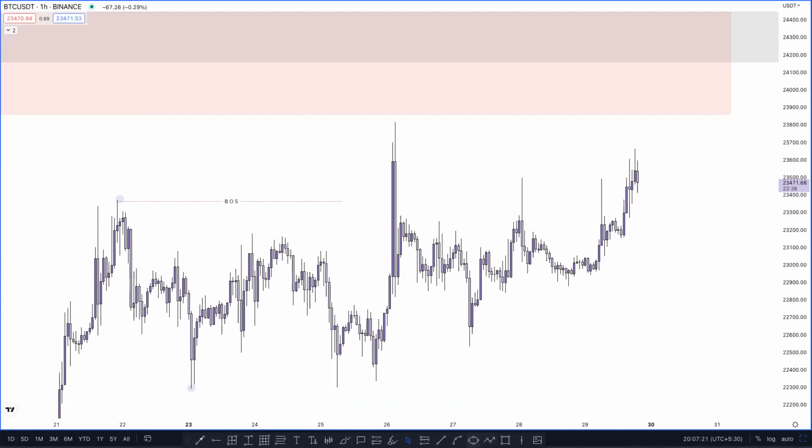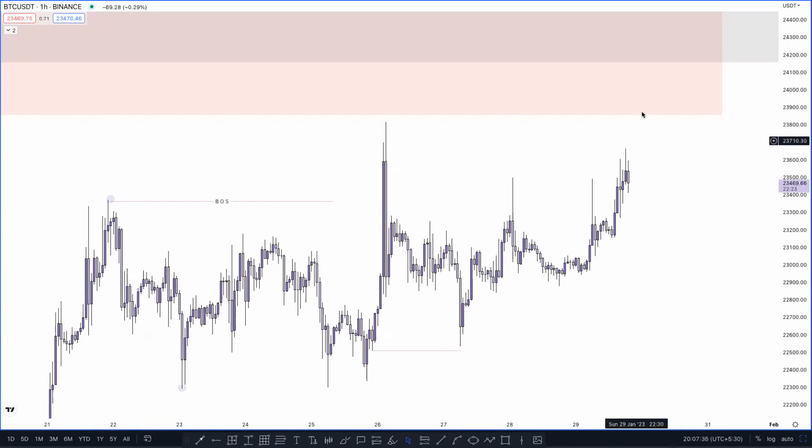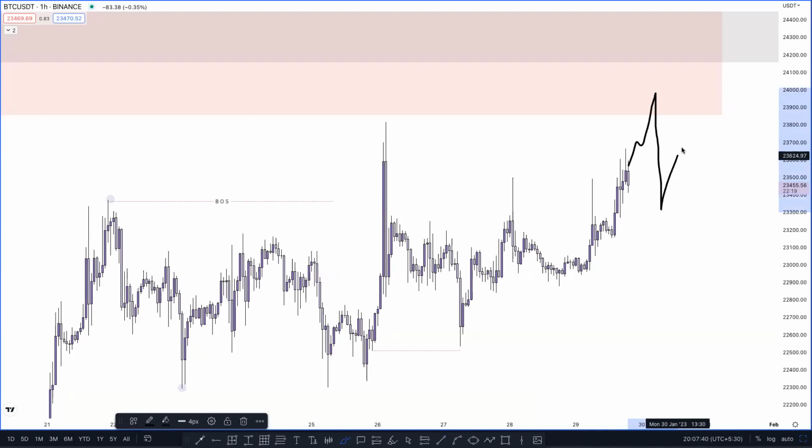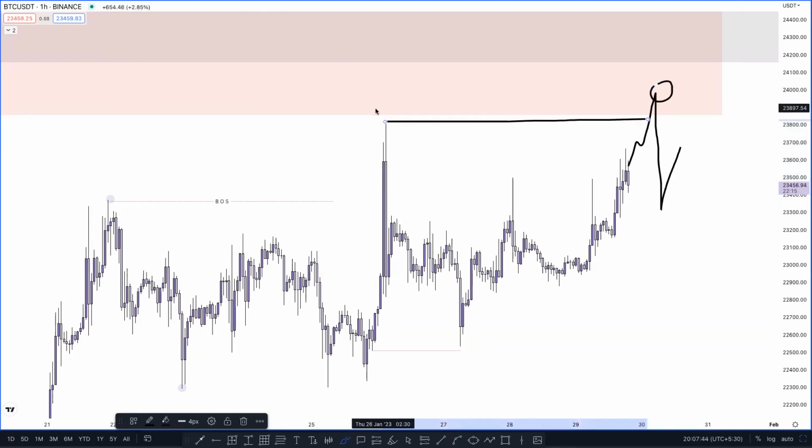You have to wait for the inducement to be taken out. This low is the inducement, right? So the market has not taken out this low yet. So price can break this high and then take out this inducement, then our higher high will be confirmed here and this high transfers from here to here, right?